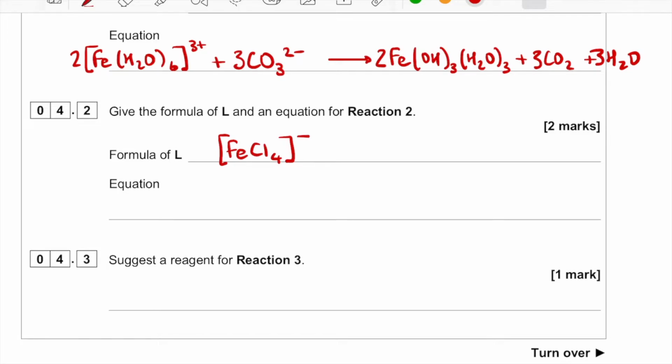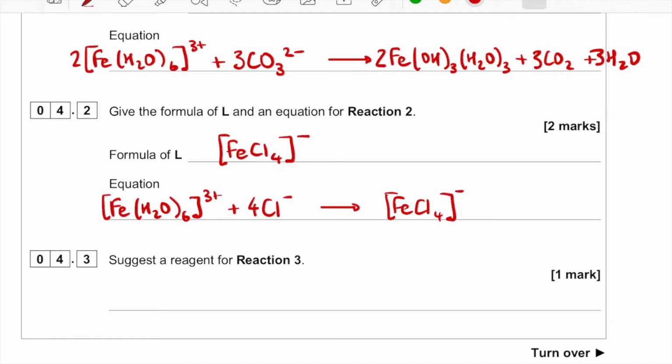And then the equation itself, again, we're focusing on an ionic equation. We're starting with our metal hexaqua ion. Just make sure I've got the 6 of those. 3 plus. Reacting it with chloride ions, well, I can tell now it's going to be 4. I already know from the formula. This is just a ligand substitution. I'm making L. And then I'm going to get 6 water molecules.